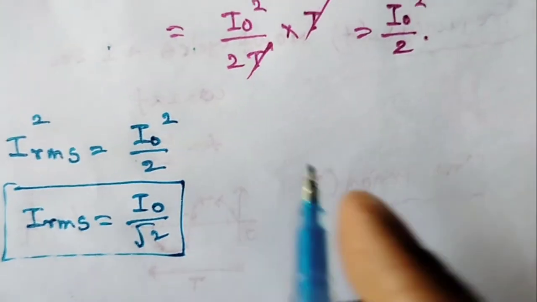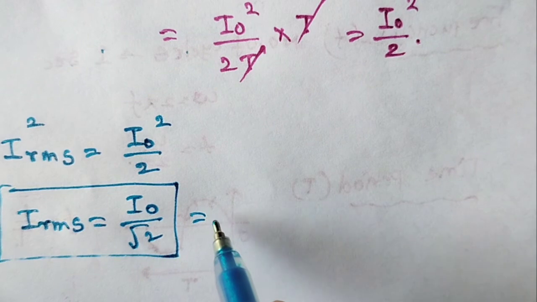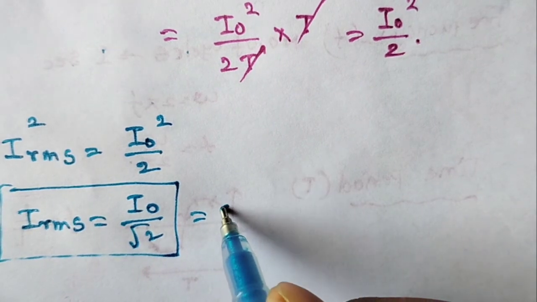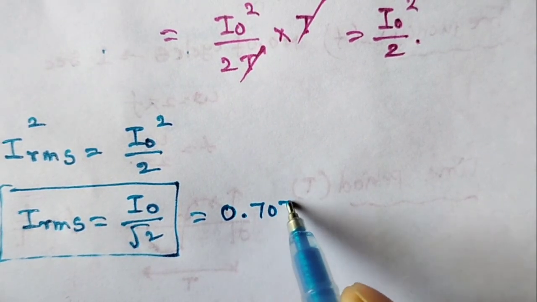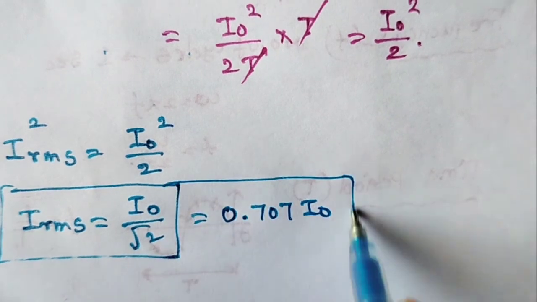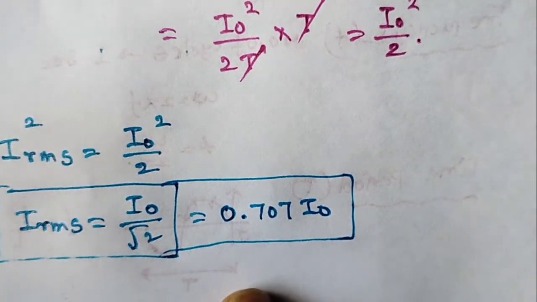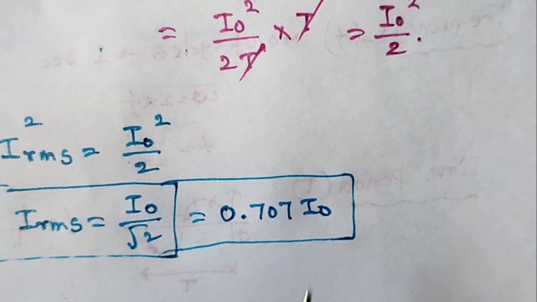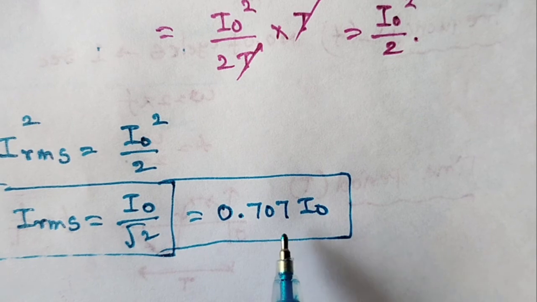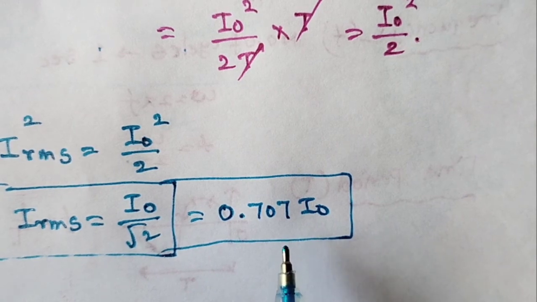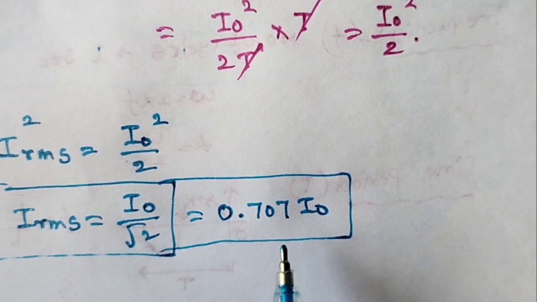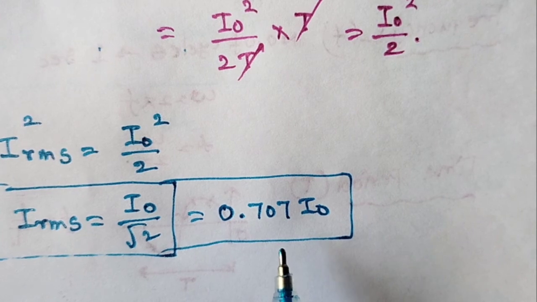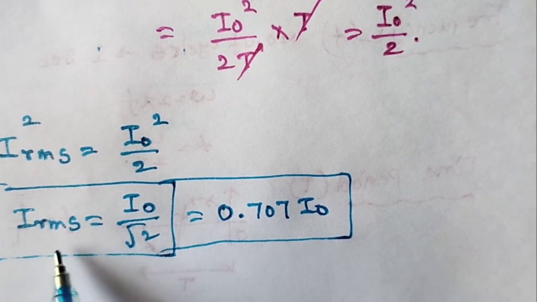What is the value? Root 2 is 1.414, divided, so 0.707 I naught value. So this is the IRMS value. It is equal to the direct current which produces the same heating in a resistance as is produced by the AC in the same resistance during the same time. So this is called IRMS.